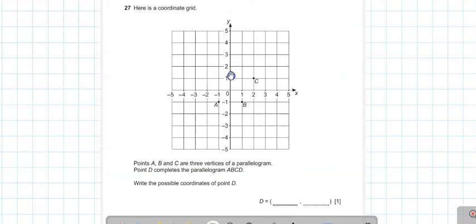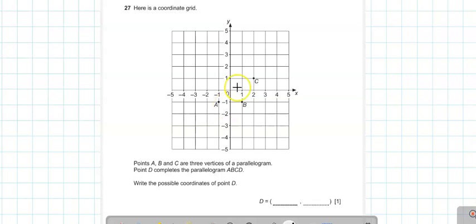Here is a grid. These are vertices A, B, and C of a parallelogram. Draw D to complete the parallelogram. Look. From A to B is 2 steps to the right. So I can make 2 steps right here. 4 and 1. So this is a possible value. And if we look, it's a parallelogram. So 4 and 1 is an acceptable value.